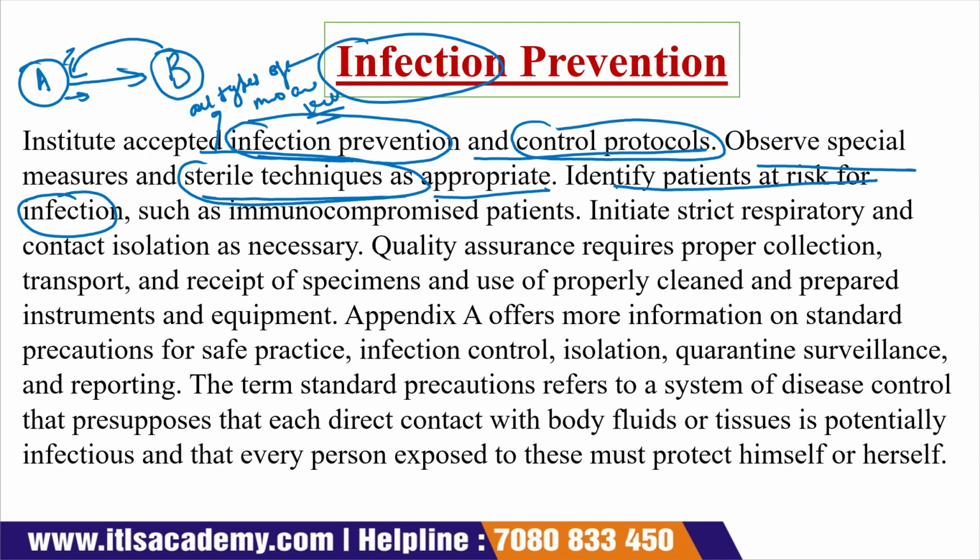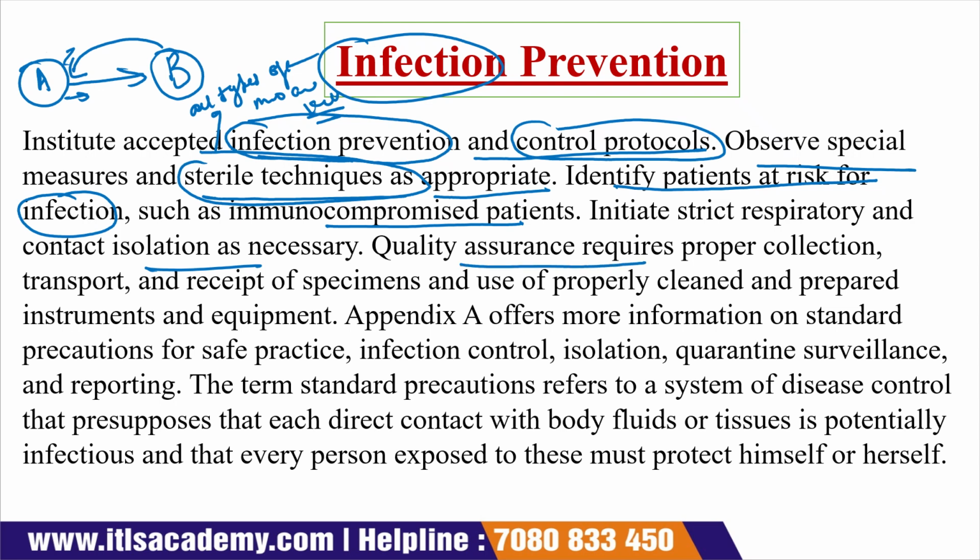Such as an immunocompromised patient, initiate strict respiratory and contact isolation as necessary. If a person is suffering from an immunocompromised disease, then we have to take strict action, and we have to isolate that person, and avoid letting them come in contact with other persons.